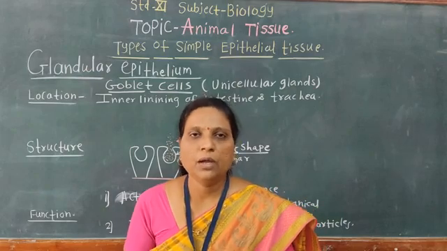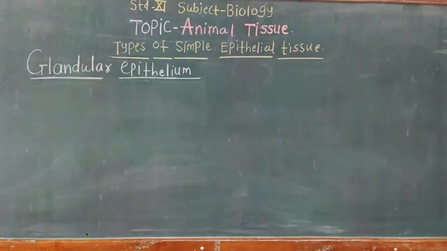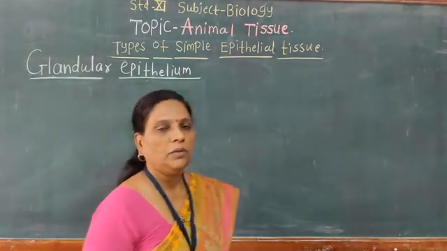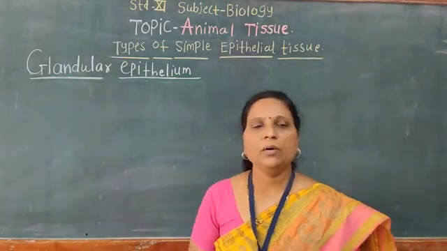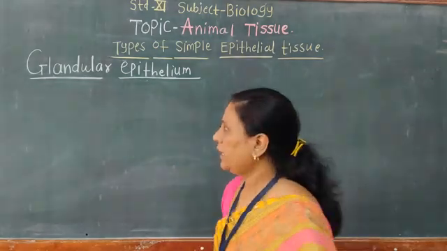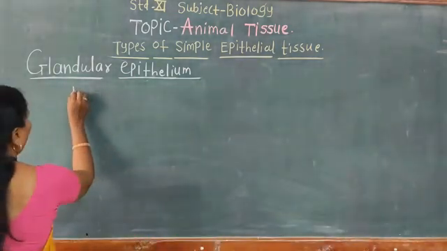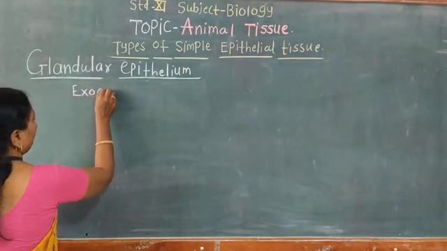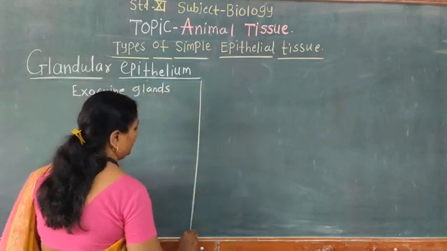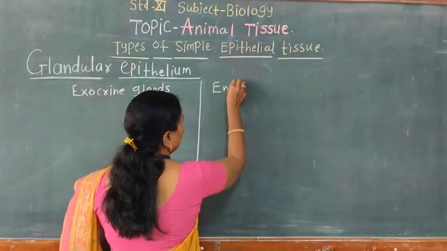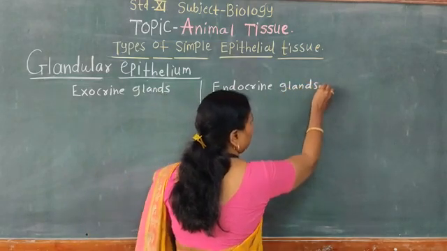Now we will study about the multicellular glands. We will study the exocrine glands and endocrine glands. Depending on the mode of secretions, multicellular glands are of two types, that is the exocrine glands and endocrine glands. So we will study in the form of difference.